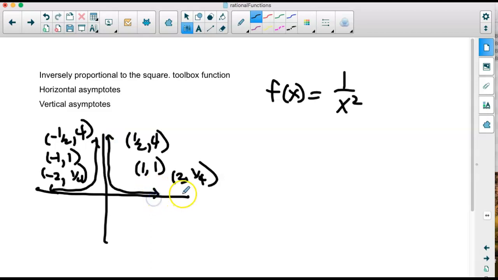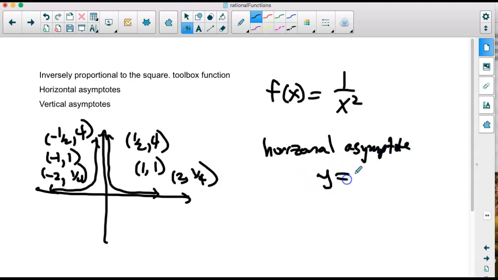It looks like this in general. It has a horizontal asymptote at y equals 0 and a vertical asymptote at x equals 0. So the only difference between this and the other one is that the second part of the graph is not down here, it's going to be up above because we're squaring it. And it's a little closer to the axis. After it hits (1, 1) and (-1, 1), it squishes closer to the axis faster because of the square.